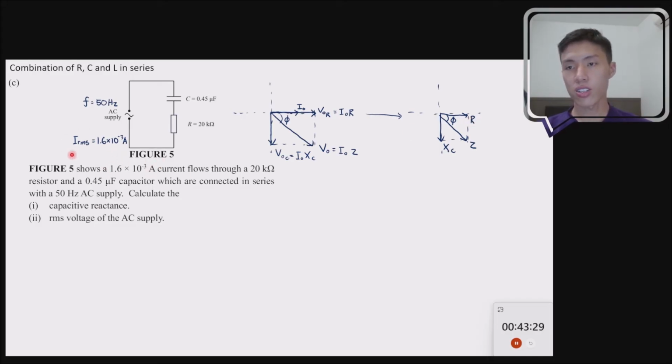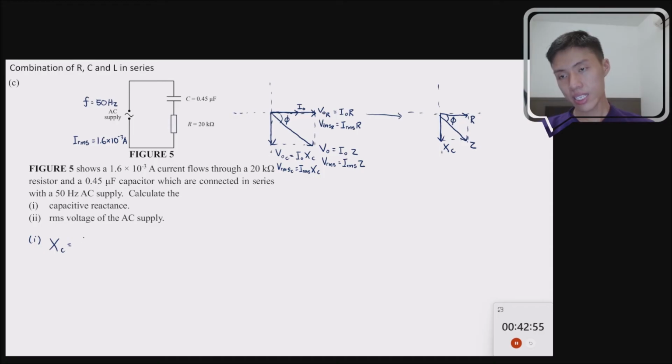You have your current, which is RMS. Okay, you know that you can draw the RMS version of things. So VRMS is equal to IRMS multiplied by Z. VRMS R is equal to IRMS multiplied by R. VRMS C is equal to IRMS multiplied by XC. I think you have the capacitance.